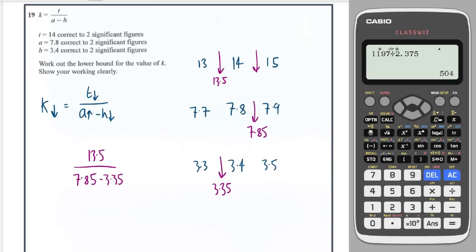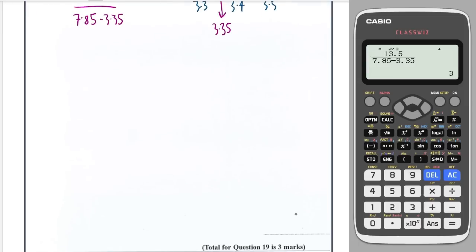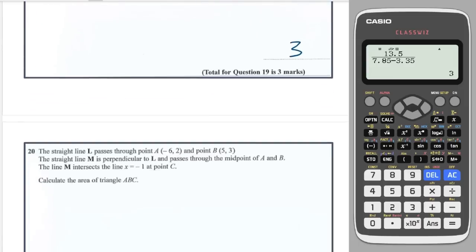Go to my calculator. 13.5 over 7.85 minus 3.35. And I get 3. And that seems good because it doesn't actually ask me to give my answer to a certain degree of accuracy. So to get a nice whole round number like that feels good.